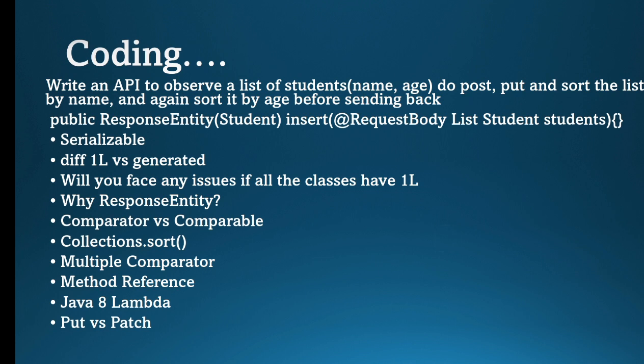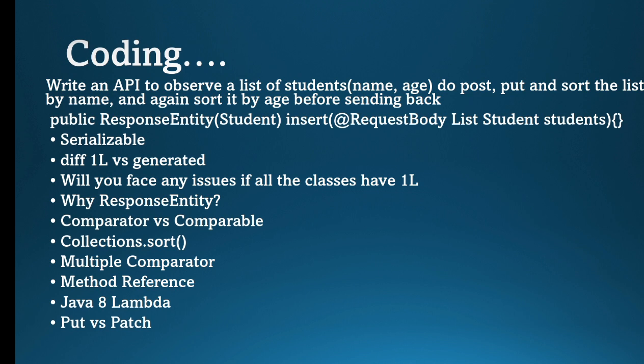Next is the coding question. This is one of the interesting coding questions, and I believe a lot of cross questions have been asked here. Write an API to observe a list of students. Student will have name and age. Do post, put, and sort the list by name and again sort it by age before sending it back.